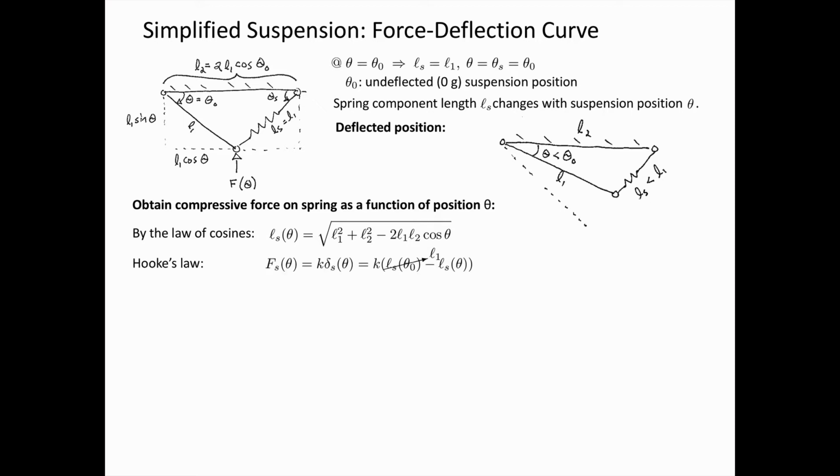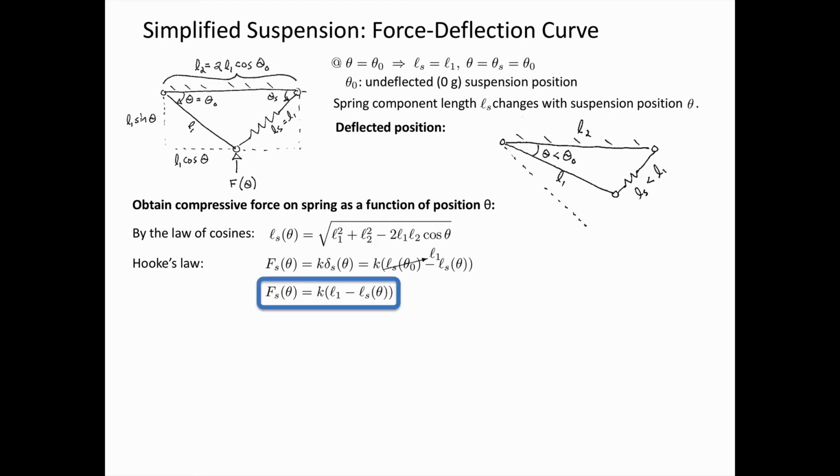By Hooke's law, we can say that the compressive force on the spring is equal to the spring constant K times the deflection of the spring, delta S. So what's the deflection of the spring? Well, we look at the length of the spring in the undeflected position and then subtract off the length of the spring in the deflected position, and that is going to be equal to how much the spring has compressed.